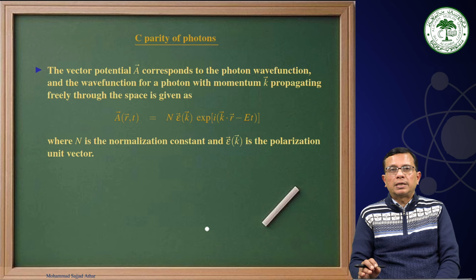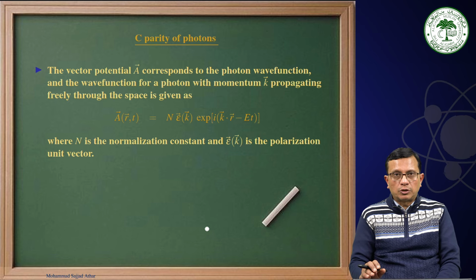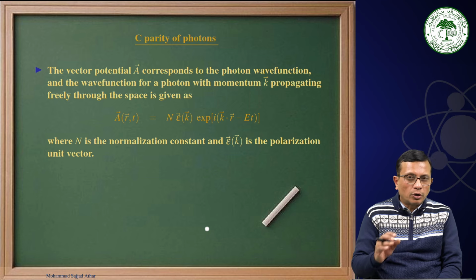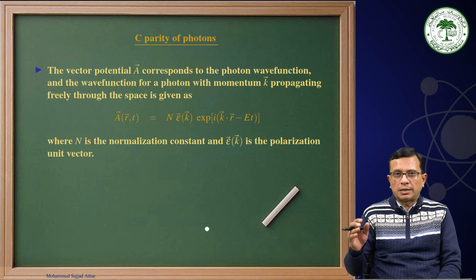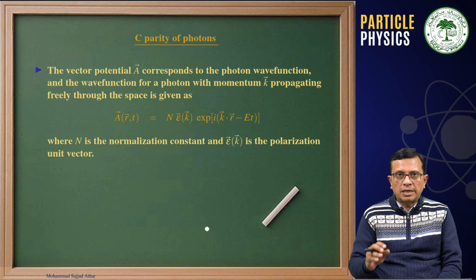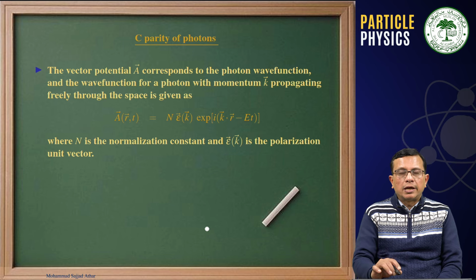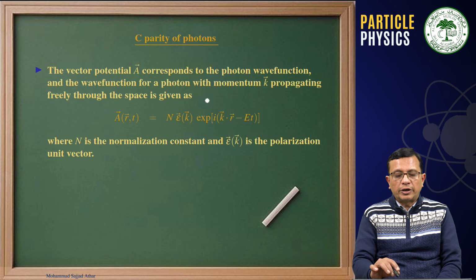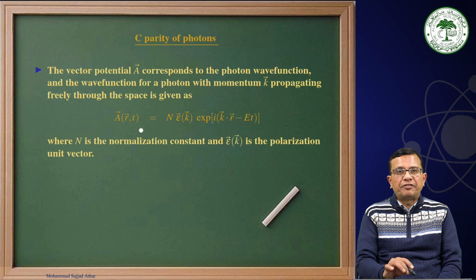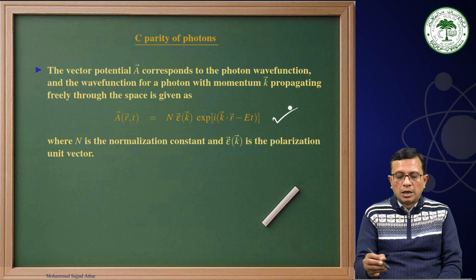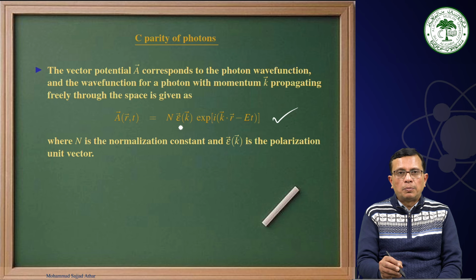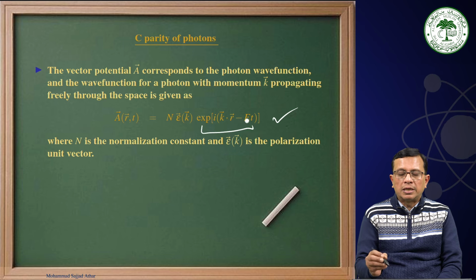Now let us try to understand how we determine the C parity of the photon. As I have told you, we can determine the C parity of the photon, pi 0, omega 0, eta 0, etc. Let us start with the C parity of photons. What we discussed while talking about the parity operation is that the vector potential A corresponds to the photon wave function, and the wave function for a photon with momentum k propagating freely through space is given by this expression. Here n is the normalization constant, epsilon is the polarization vector, and the exponential is of a dimensionless scalar quantity, so we will forget about it.